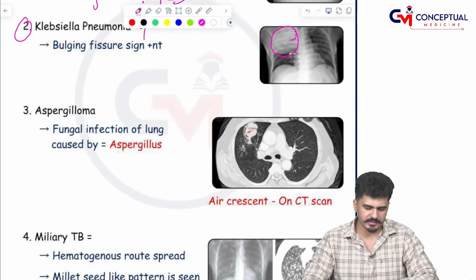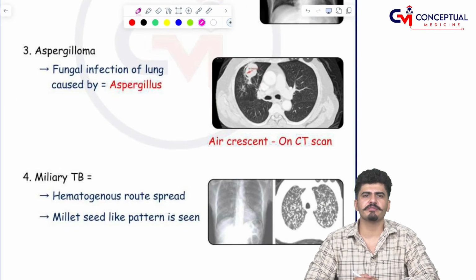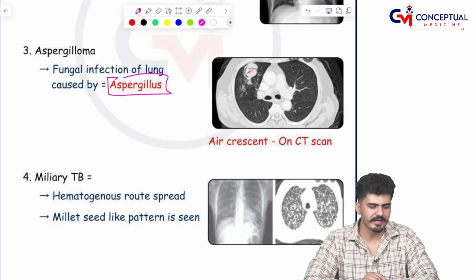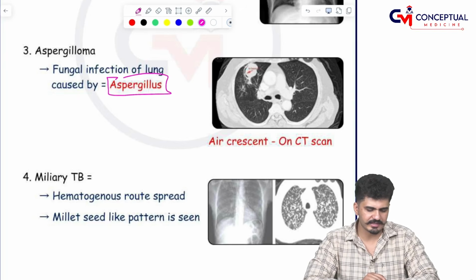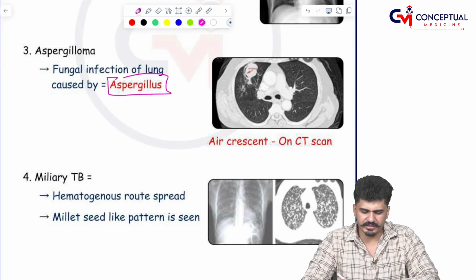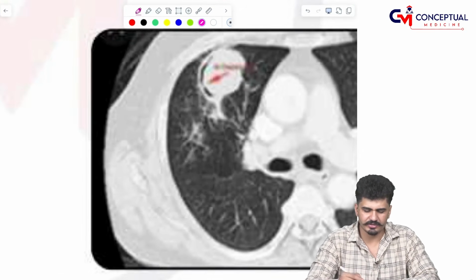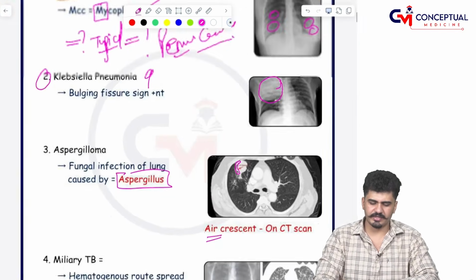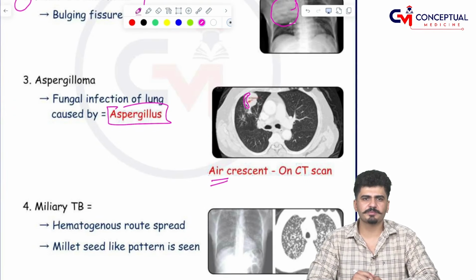Now coming to aspergillus. Aspergilloma is a fungal infection caused by aspergillus. What you are going to see right here is the air crescent sign on CT scan. It was asked in your previous exam. The air crescent sign on CT scan is a feature of aspergilloma.